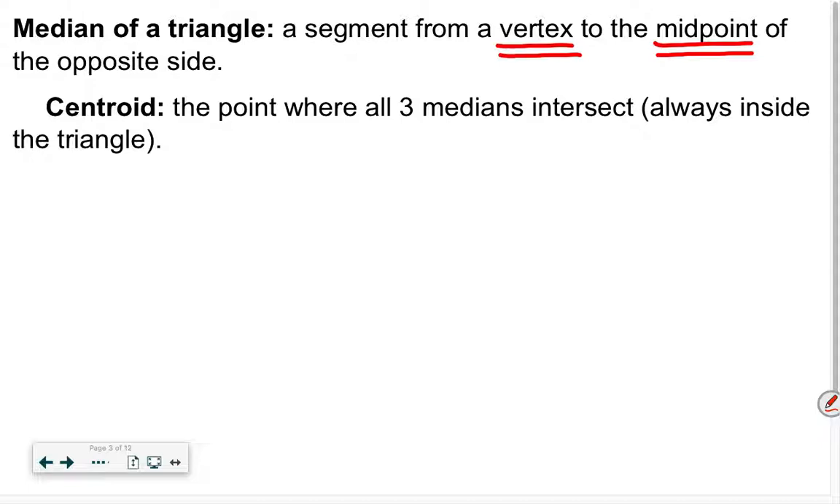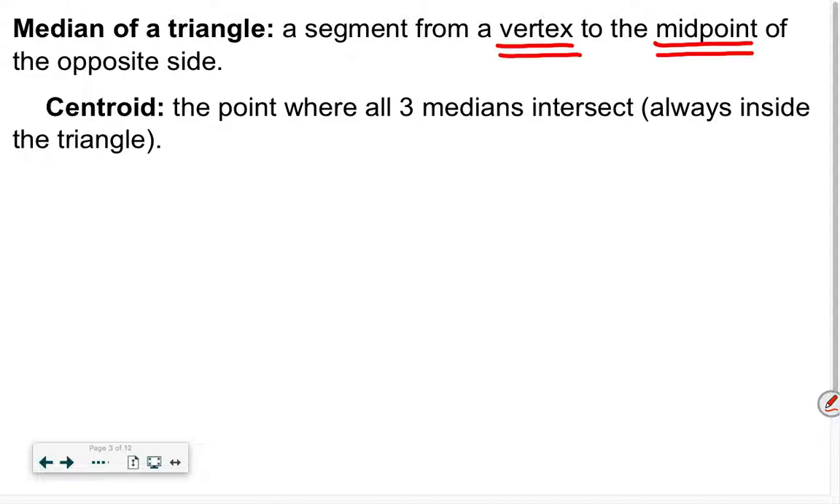Do you see the word perpendicular anywhere in that definition? No. So medians do not have to be perpendicular. They just go straight from a vertex, straight across to a midpoint, and don't have to go at a certain angle. The centroid, which is one of my favorite mathematical words, is the specific name where your three medians intersect.